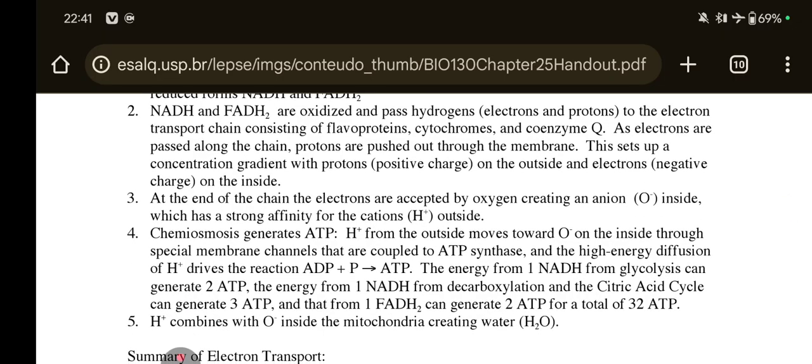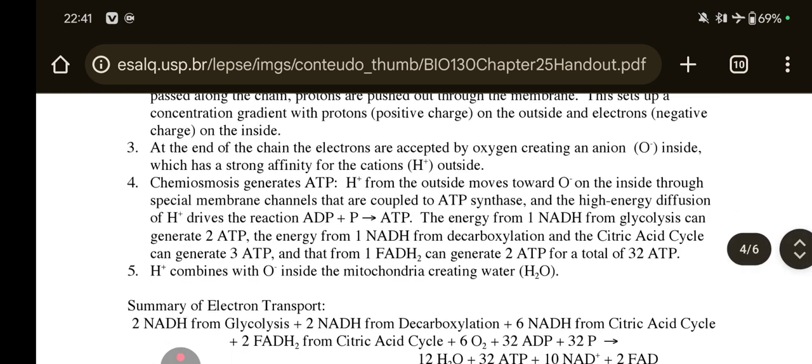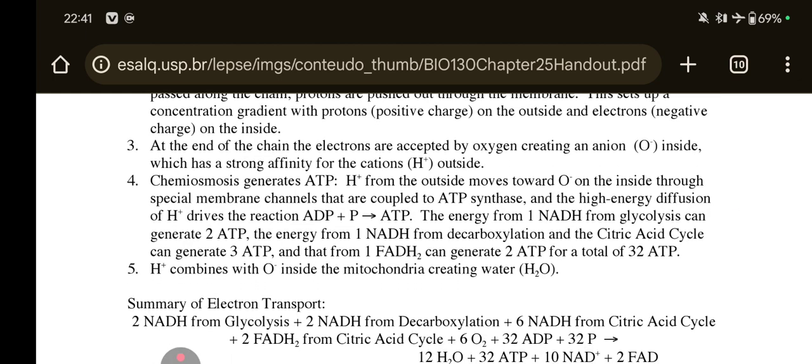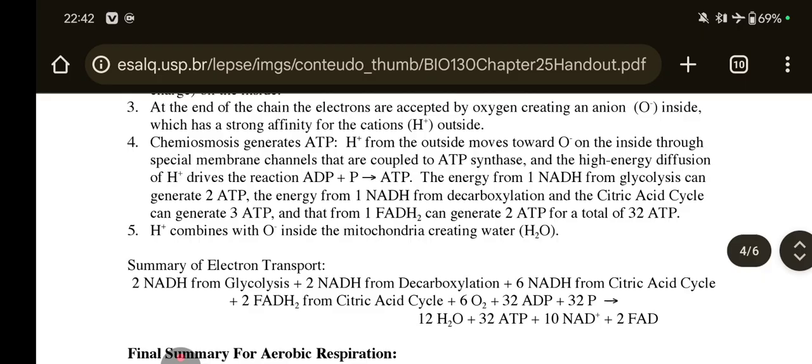3. At the end of the chain, the electrons are accepted by oxygen, creating an anion inside, which has a strong affinity for the cations H+ outside. 4. Chemiosmosis generates ATP. H+ from the outside move towards O- on the inside through special membrane channels that are coupled to ATP synthase, and the high energy diffusion of H+ drives the reaction ADP plus P gives ATP.